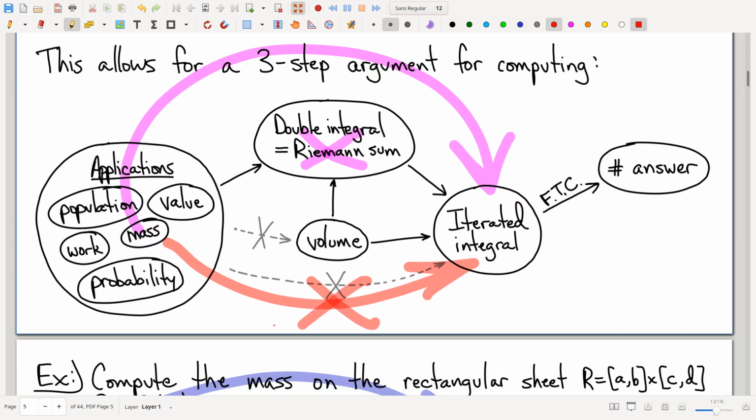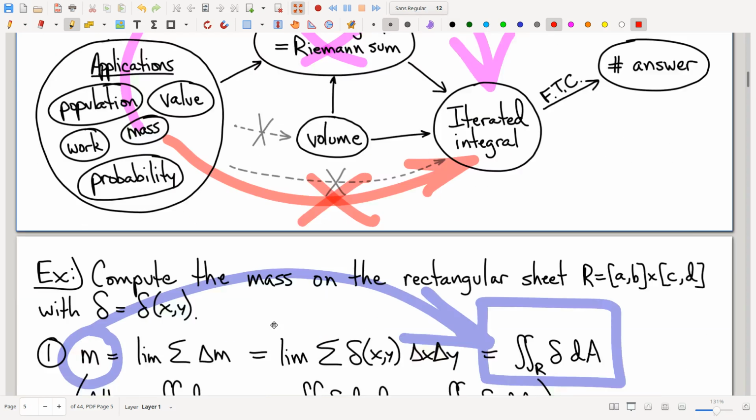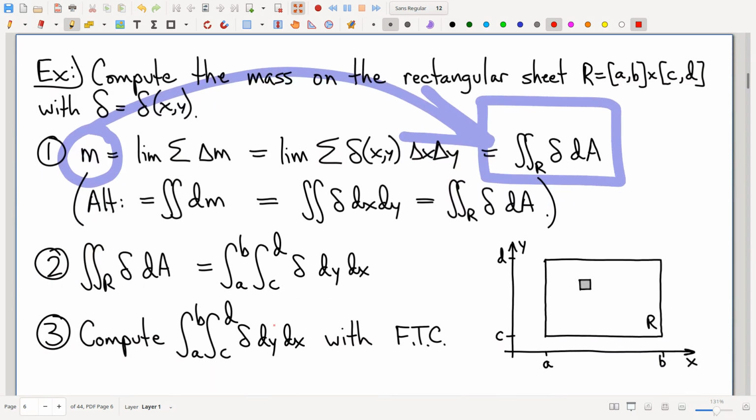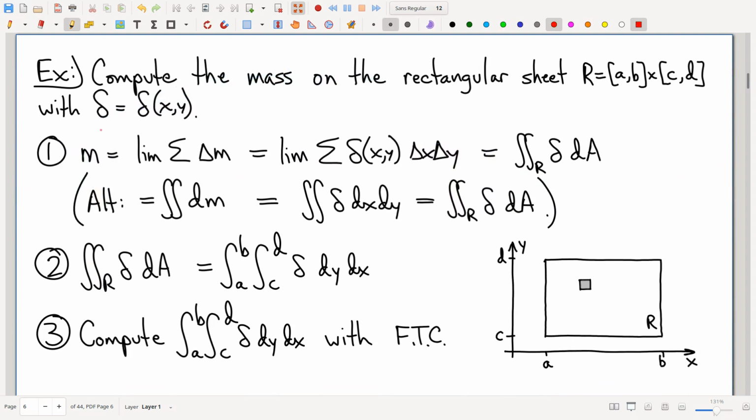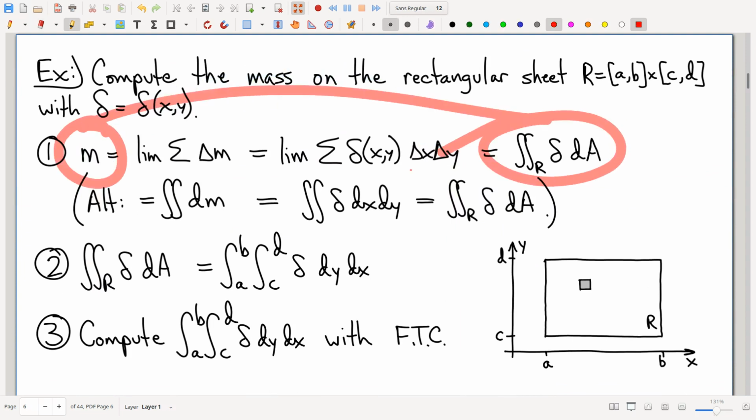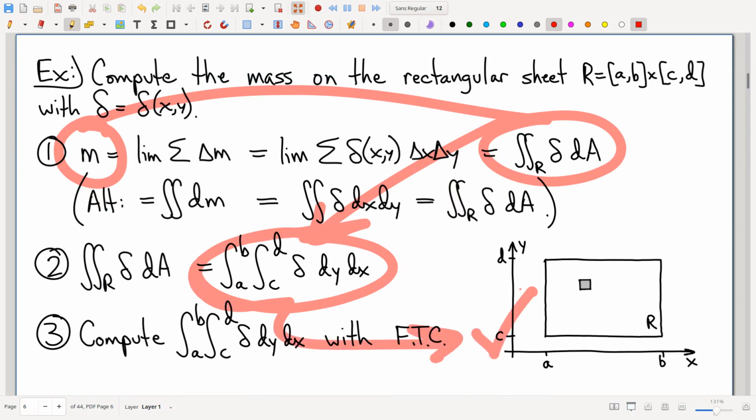So remember, you've got to represent your understanding flatteringly, right? If there's an important idea I need you to understand, show me that you understand it. Give me that double integral. And so on a question like this, you can write that mass is a double integral, which is an iterated integral, and then compute with the fundamental theorem of calculus. And I definitely need to see that.